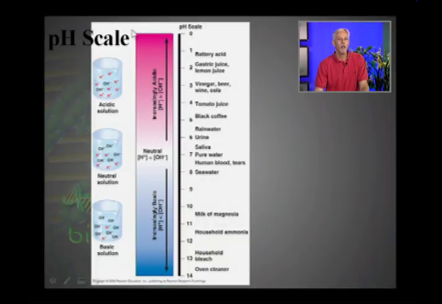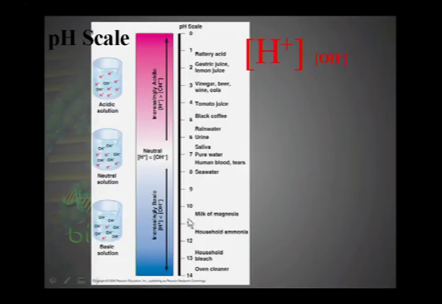Now, we define acidity and basicity of solutions according to what's known as a pH scale. And this stands for the potential for hydrogen ions. And it's a negative log scale. So the lower the number of the scale, the more acidic the solution is. In other words, the more hydrogen ions there are. The larger the number, the fewer hydrogen ions there are. So again, as we go towards 0, and it's a scale that runs from 0 to 14.